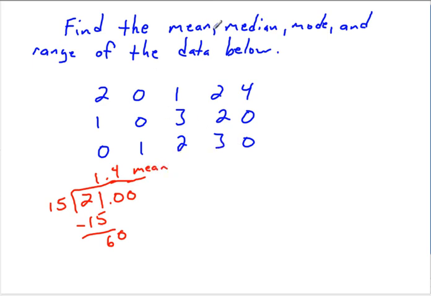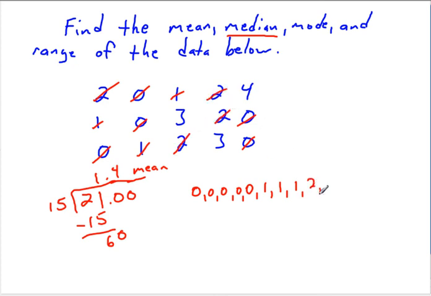The median, remember we had to put these in order from least to greatest. So I have 1, 2, 3, 4, looks like 5 zeros. And then I have 3 ones. And some twos, 4 twos. And 2 threes and a 4.